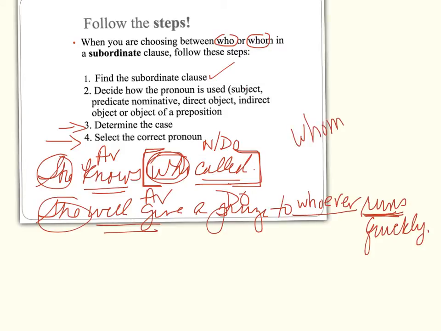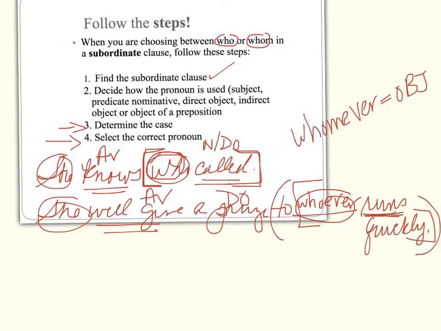Whomever is an objective case pronoun. So this is the subject. My clause is here, whoever runs quickly. The function of that clause is the object of the preposition. So the function of the clause is less important than what the pronoun is doing inside the clause.